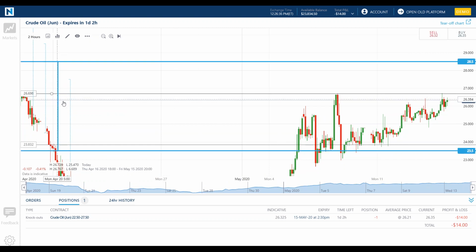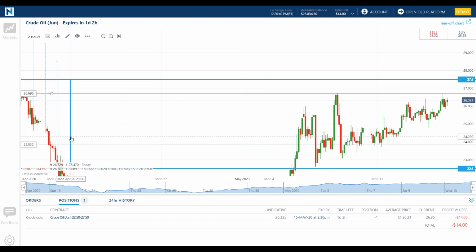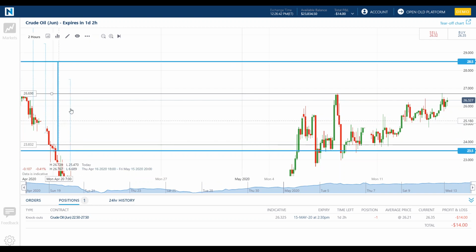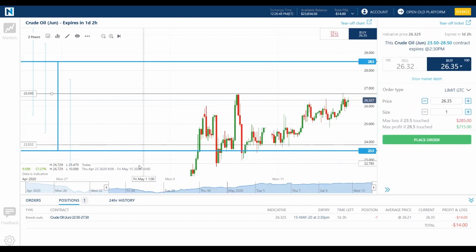Notice with my knockouts, I've got some support and resistance lines that I'm looking for, and it can help you choose which knockout contract you would want to use. And notice I got my support and resistance lines that I made. Again, completely arbitrary, so don't take that as a buy, sell, or hold recommendation. And then you could see it around its knockout levels.